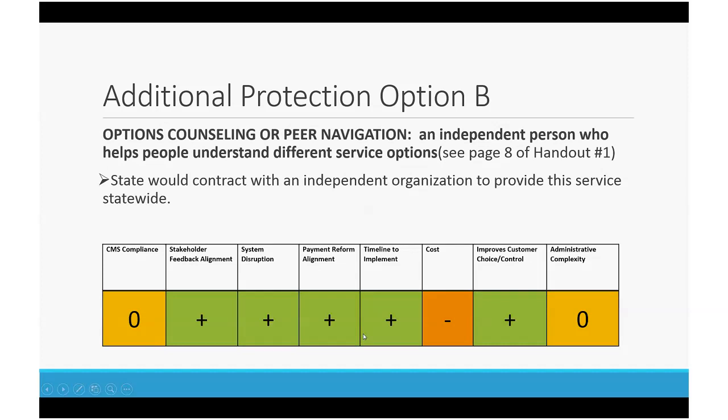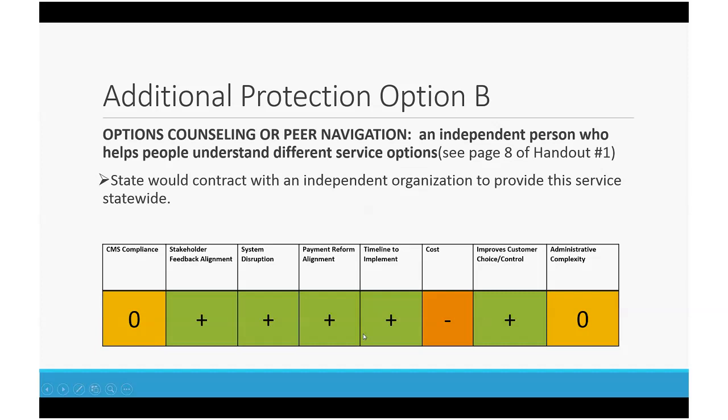Option B is having options counseling or peer navigation. So this option includes having an independent person who helps people understand what their service options are so that they have full, unbiased information from somebody who's independent of any service provider. In this situation, the state would have to contract with an independent organization to provide options counseling or peer navigation. A little bit of difference between what options counseling and peer navigation are.